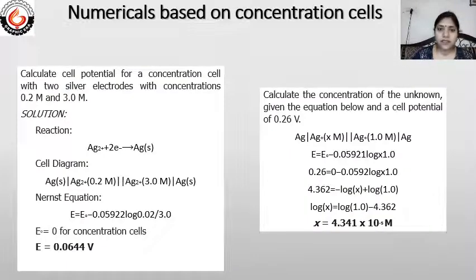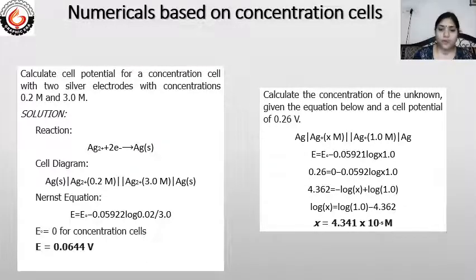Next is some numericals based on the concentration cells. As the concentration cells have slight changes from the normal Daniell cell or normal galvanic cell, that normal galvanic cell has different electrodes, but here the electrodes and electrolytes are the same, only the concentrations of the electrolytes are different. So by taking some examples of concentration cells, the calculations will be more clear for you all.